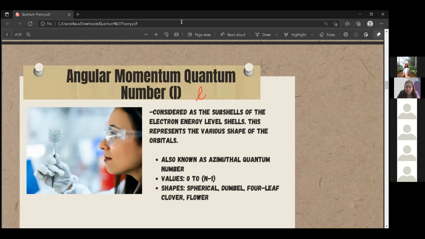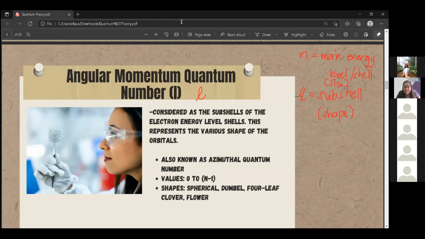Si principal quantum number kanina, it's the main energy shell or main energy level or shell. This time naman, si angular quantum number represents the subshell. Okay? The subshell or the subshells of the electron energy level shells. So, kung subshells ang nire-represent niya, by the way, this one represents the size of the atom. This one naman represents the shape. Again, represents the shape of the orbital.